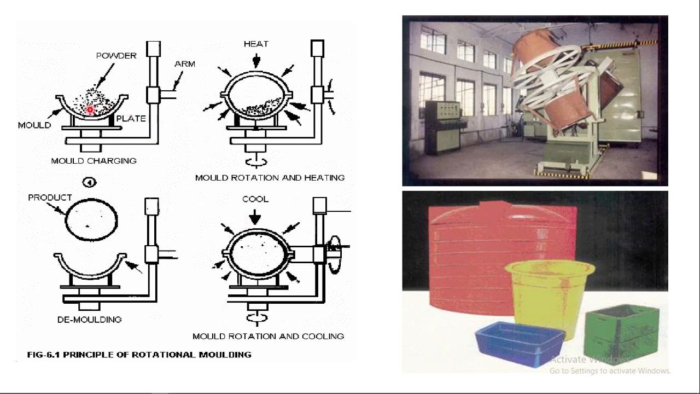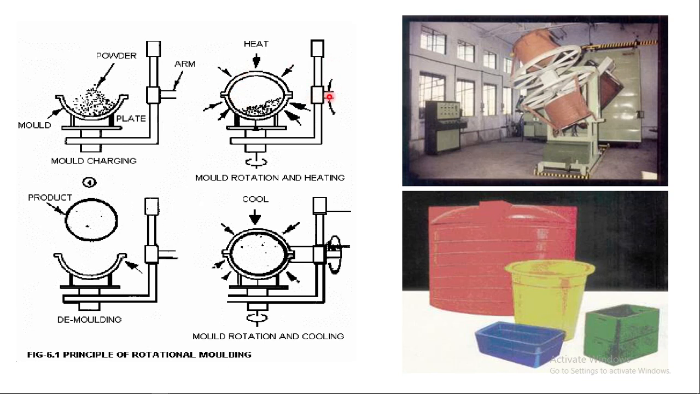The rotational molding process works like this. Powders of the material are put in here, under the mold. Then heat is applied. This is the rotational arm, which is used for rotating the molds. Heat is applied like this. After heat is applied on all faces of the mold, the rotation process is started.